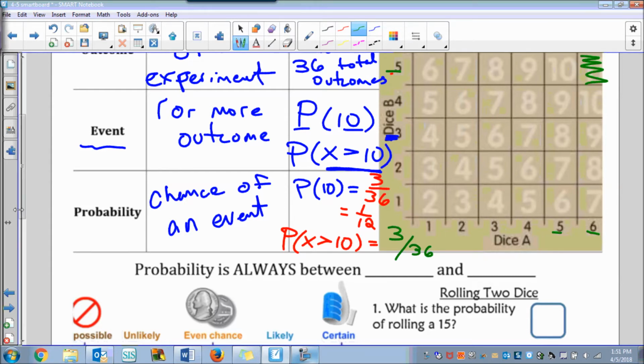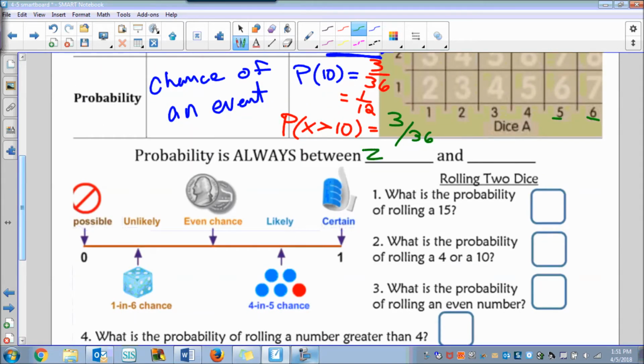Right, so these probabilities will always be between 0 and 1. 0 means it can't happen. 1 means it has to happen. This should say impossible over here. So it's unlikely that we get a 5 on a die. That's a 1 in 6 chance. The chance that we get a blue one out of this group of circles, if we just randomly pick one of those circles, that's a 4 in 5 chance. That's a pretty good chance. That's an 80% chance. This is about a 16% chance.